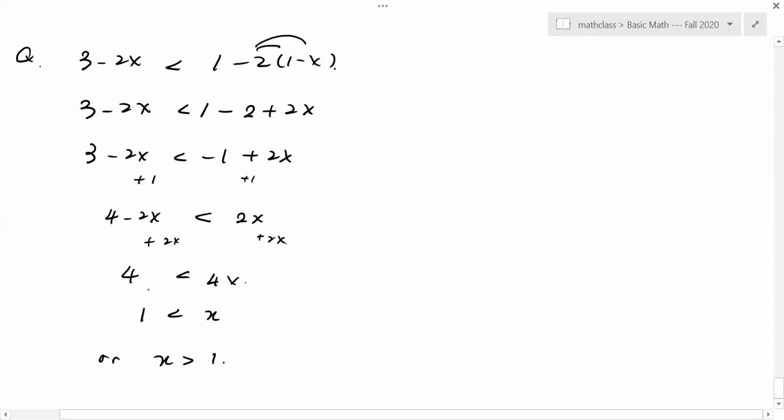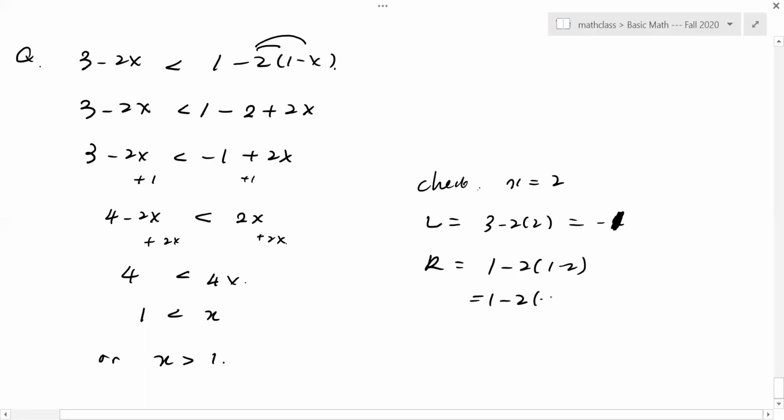Okay, so when you get an answer, you can do a quick check. So your solution is x greater than 1. So any number greater than 1 satisfies the above inequality. So how about 2? You plug 2 in for x on both sides, and the inequality should hold, right? The left-hand side is 3 minus 2 times 2, which is negative 1. And the right-hand side is 1 minus 2 times negative 1, which is 1 plus 2, which is 3. So the left-hand side is less than the right-hand side. Yes, I'm pretty sure x is greater than 1, not x less than 1.